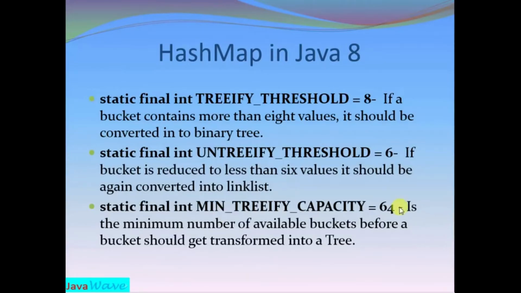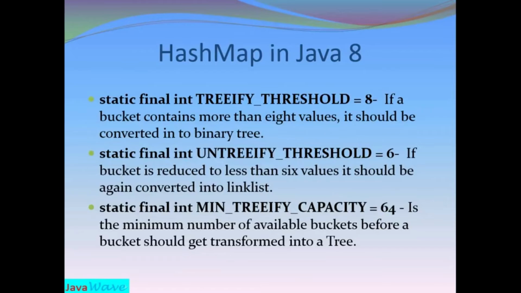And MIN_TREEIFY_CAPACITY is 64. This means the minimum number of available buckets before a bucket should get transformed into a tree should be 64. There should be a minimum of 64 buckets, and then only this formula will be applied. Otherwise it will first increase the size of the bucket, and then if this issue occurs, it will apply these two things. Other than this, there are many other methods also which got introduced in Java 8, like computeIfPresent, computeIfAbsent.